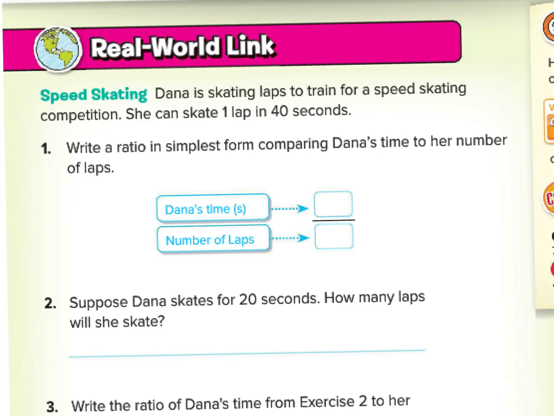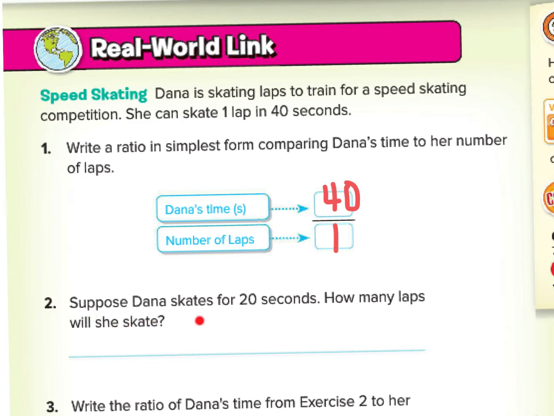Speed skating. Dana is skating laps to train for a speed skating competition. She can skate one lap in 40 seconds. Write a ratio in simplest form comparing Dana's time to her number of laps. So let's put Dana's time at the top, 40 seconds, right? And her unit rate is one lap. So one lap every 40 seconds. That means for 80 seconds, it would be 2 laps, correct?